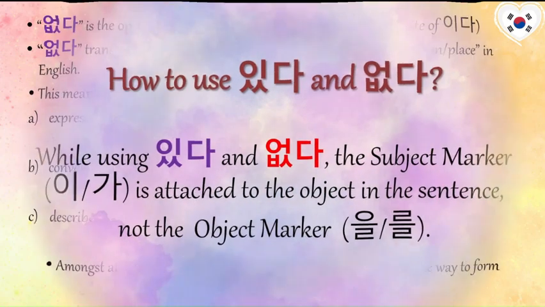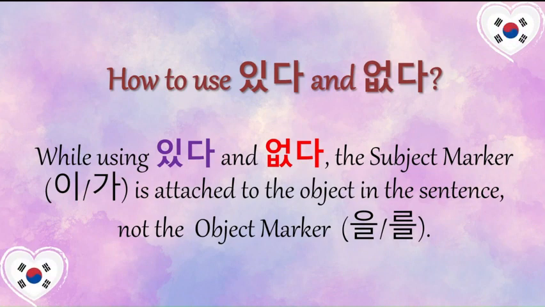Okay, now the next question that comes to our mind is how to use these two verbs in a sentence. What is the format for using them in a Korean sentence? So while using itta and opta, the subject marker, that is i or ga, are attached to the subject in the sentence, not the object marker. Eul or reul, ये attach नहीं होते.